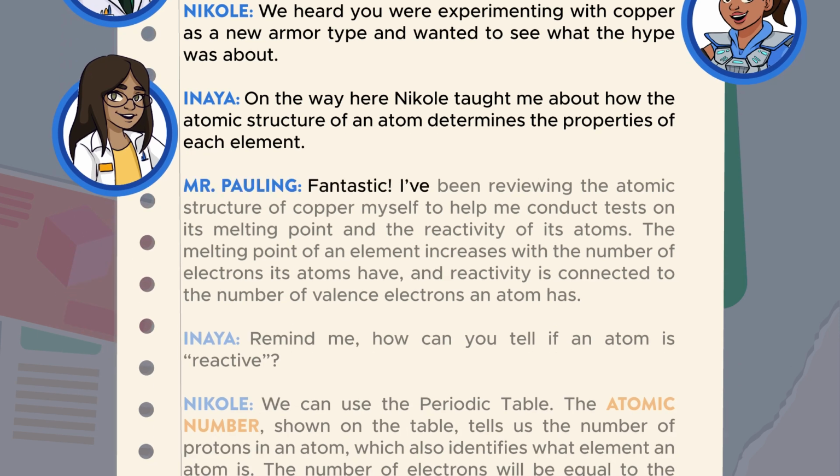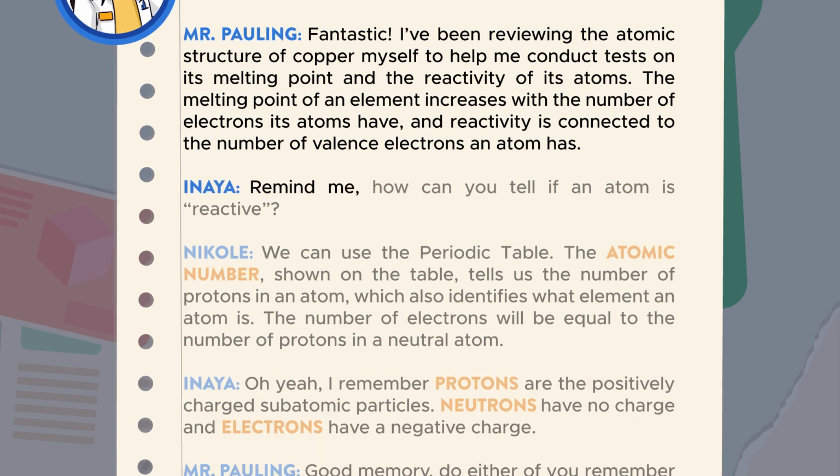Fantastic! I've been reviewing the atomic structure of copper myself to help me conduct tests on its melting point and the reactivity of its atoms. The melting point of an element increases with the number of electrons its atoms have, and reactivity is connected to the number of valence electrons an atom has. Remind me, how can you tell if an atom is reactive?